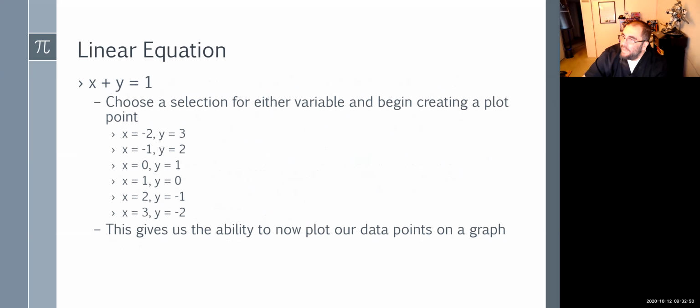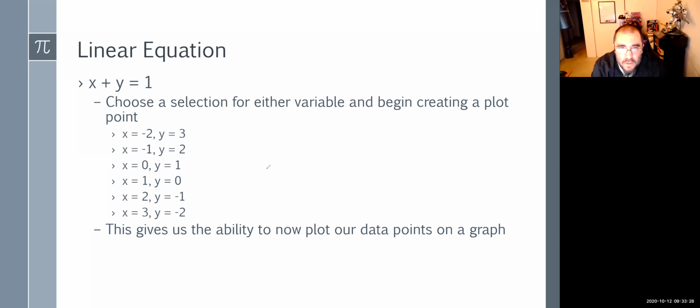So in the first case here, we have x equals minus 2. So therefore, y equals 3. Well, why is that? If we plug that in, minus 2 plus y equals 1. In order to clear this out, we're going to add 2 to both sides. So we have y alone over here, y equals 3. And that's basically the way you're going to solve linear equations. You're going to plug a value in for x and get a value for y, or plug a value in for y and get a value for x.